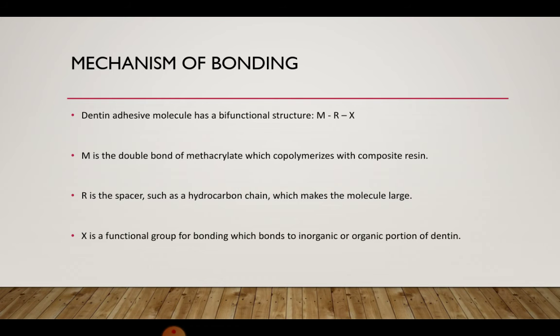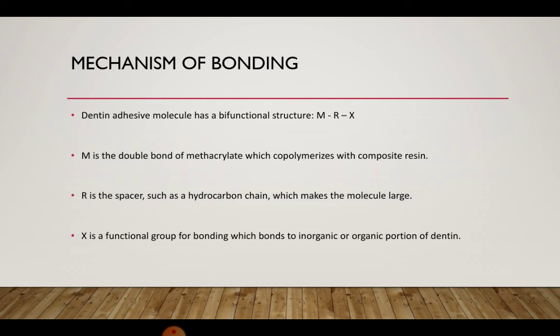Now coming to the mechanism of bonding. The dentine adhesive molecule has a bifunctional structure which is known as MRX chemistry, where M is the double bond of methacrylate that copolymerizes with the composite resin. Now R in between is the spacer, such as a hydrocarbon chain which makes the molecule large, and X is the functional group for bonding which bonds to inorganic or organic portion of dentine. So this is very important to understand the mechanism of bonding.